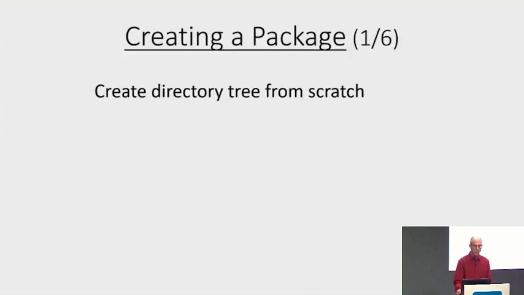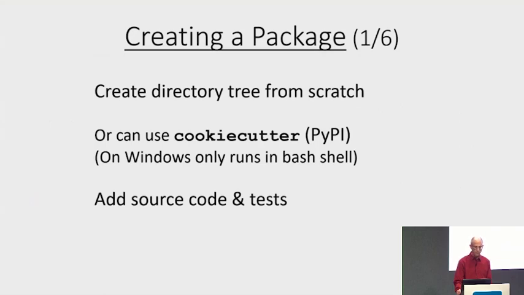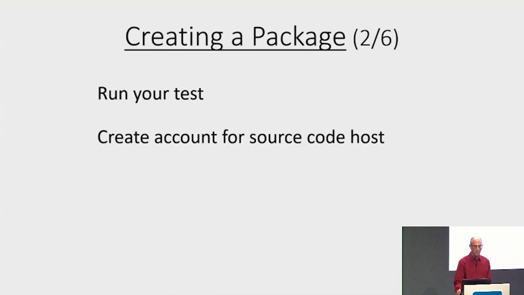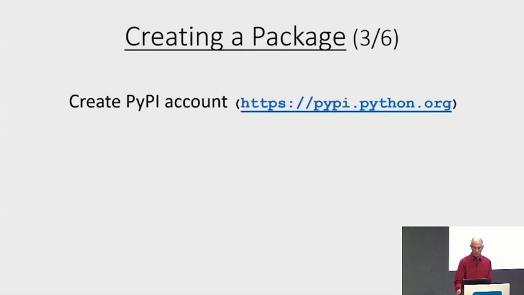To create a package, you can create the directory tree, or there's a very handy package out there called Cookie Cutter, which you can use to generate it for you. So you create the directory tree, add the source code and the tests, customize the non-code files, and then run your test. And assuming you want to post it, say, on GitHub or Bitbucket, you create the client repository and push it up. Then you'll want to create an account on the Python packaging index, since you're going to be posting it there for anybody out there to download.